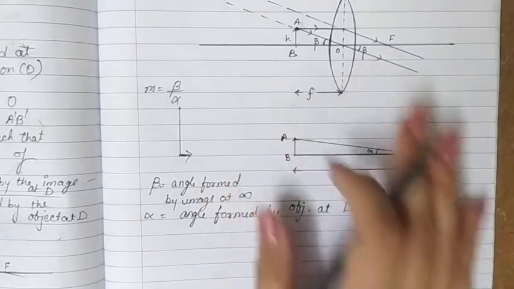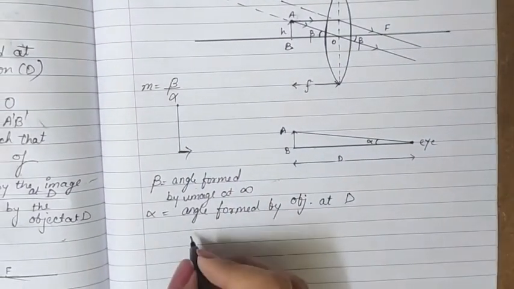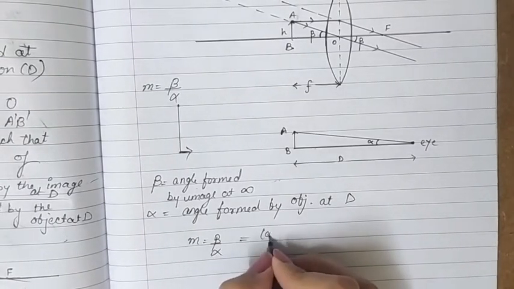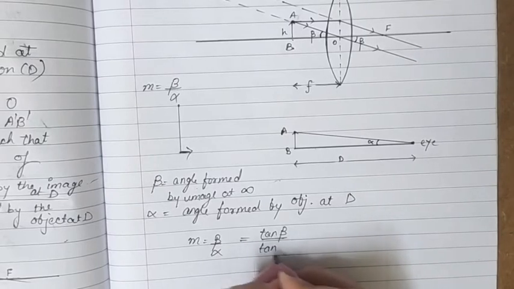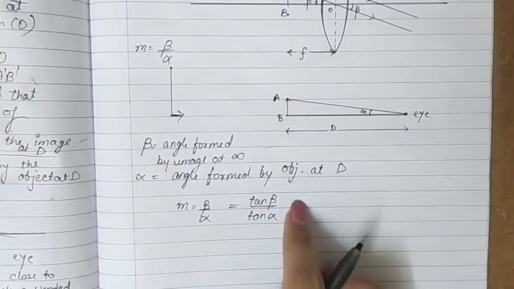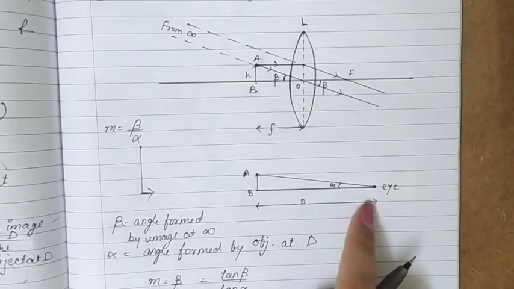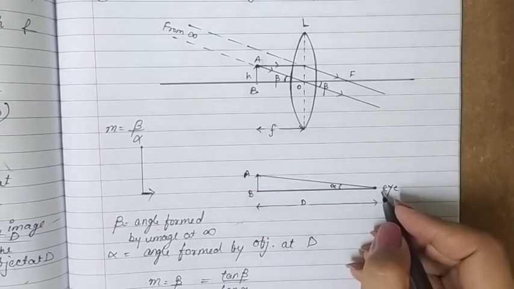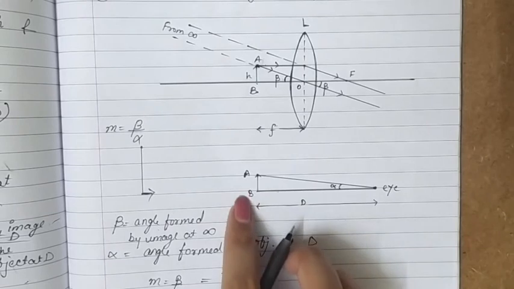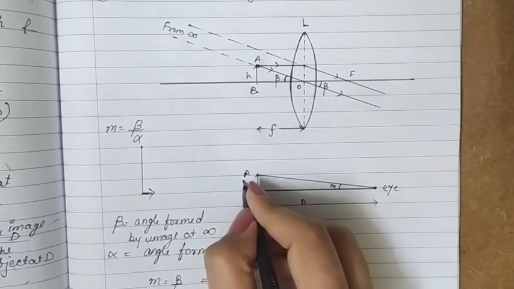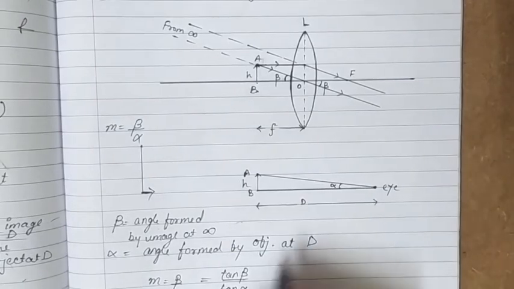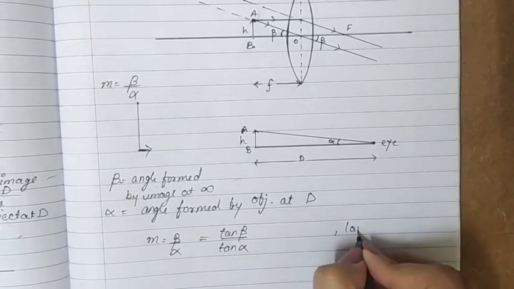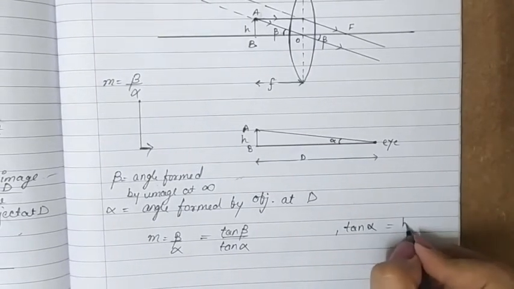Now from these two diagrams we can find the value of these angles. Since for small angles we can write beta upon alpha as tan beta upon tan alpha, and we can find these values from the triangles. So tan alpha will be equal to AB upon D, where AB is the height of the object, H, and D is the distance of distinct vision. So from this triangle tan alpha is equal to H upon D.